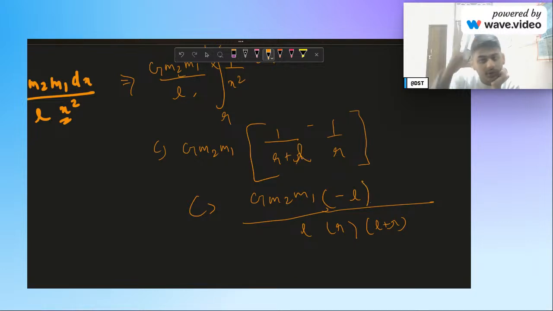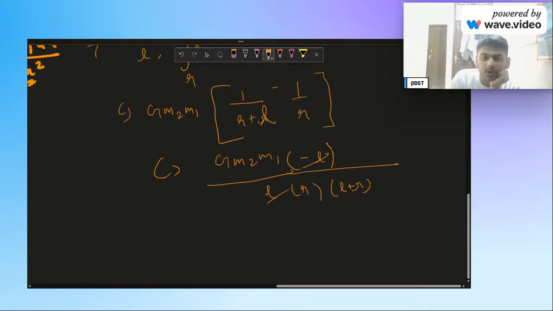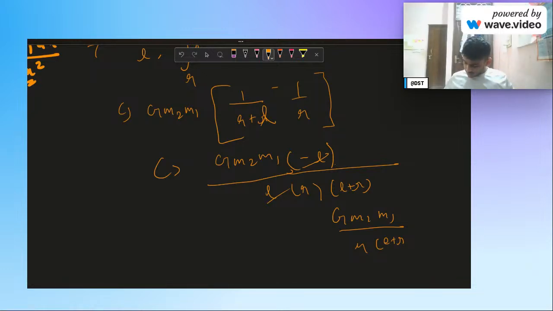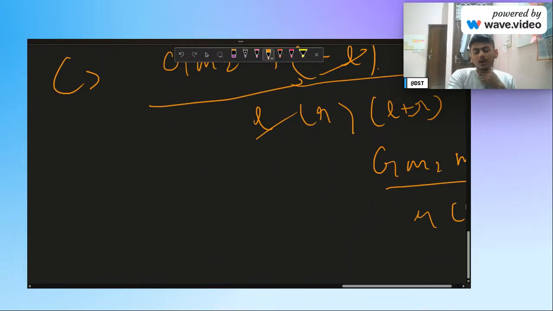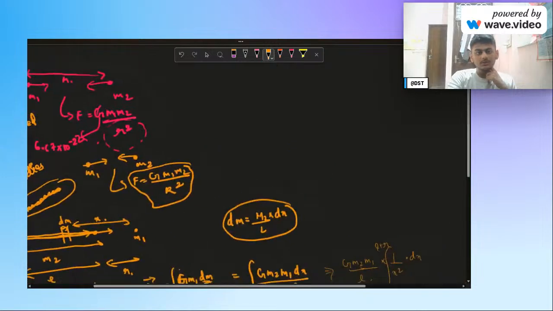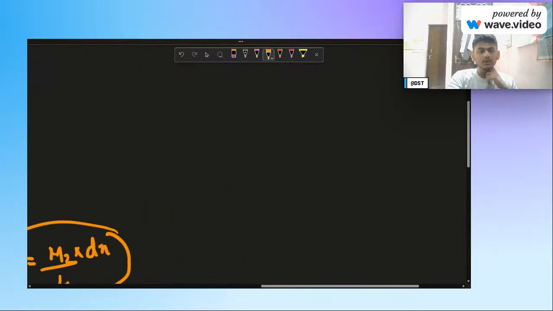Let me make this correction. L and L will cancel out. This gives us the formula G m2 m1 by R into L plus R. Is this correct? Yes, this is correct. Now let us continue.